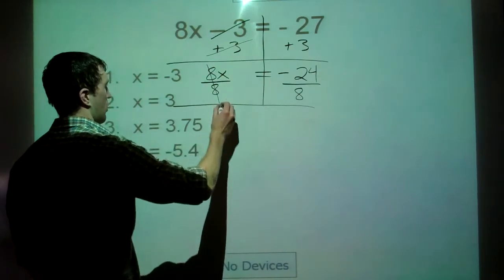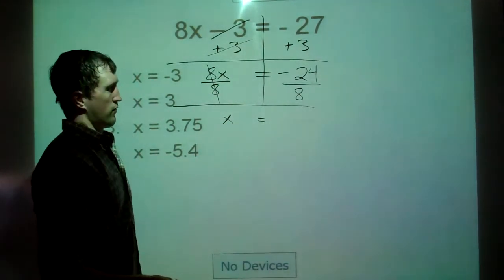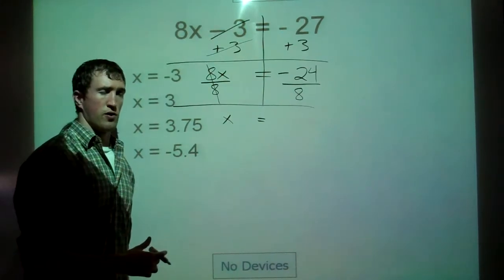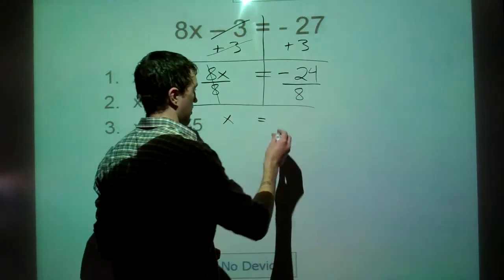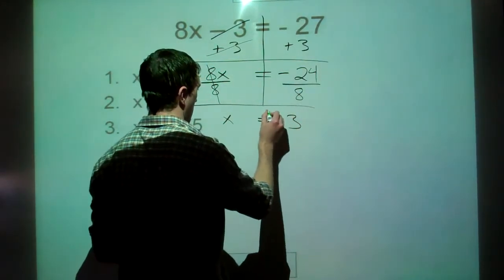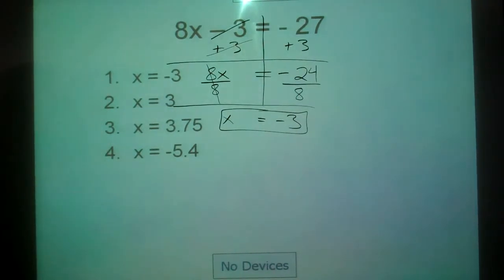8 divided by 8 is 1, so we have 1x left. And negative 24 divided by 8, well, 24 divided by 8 is 3, so negative 24 divided by 8 is negative 3. And that should be our answer. That's our first choice right there.